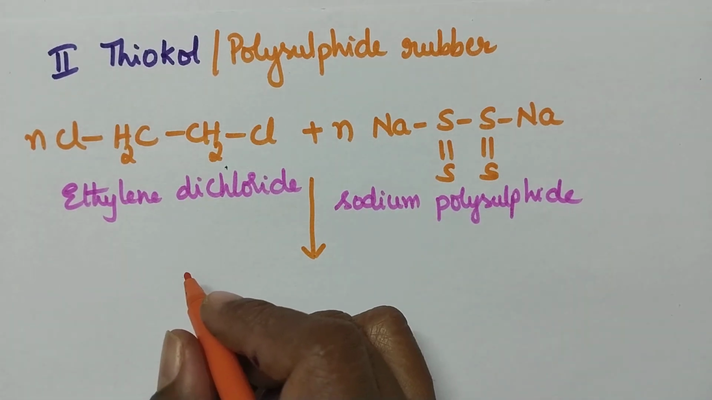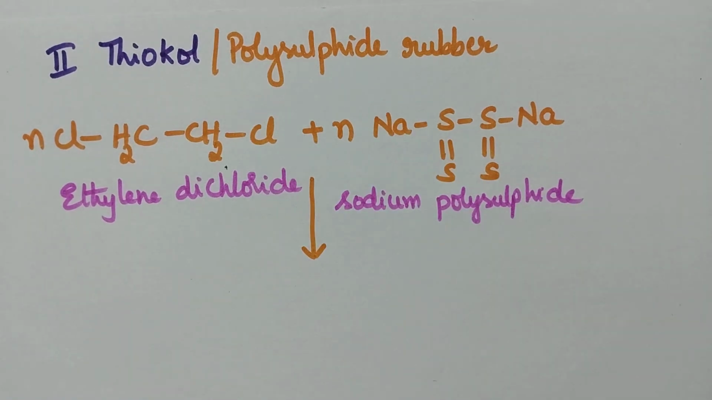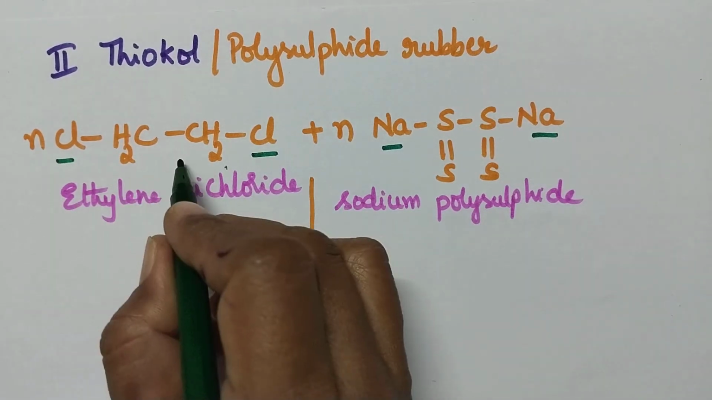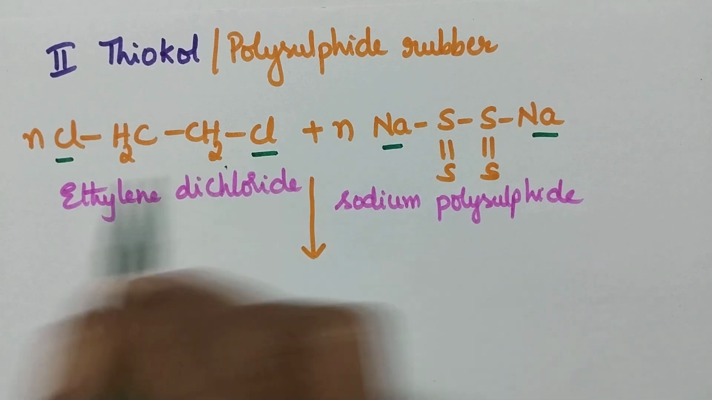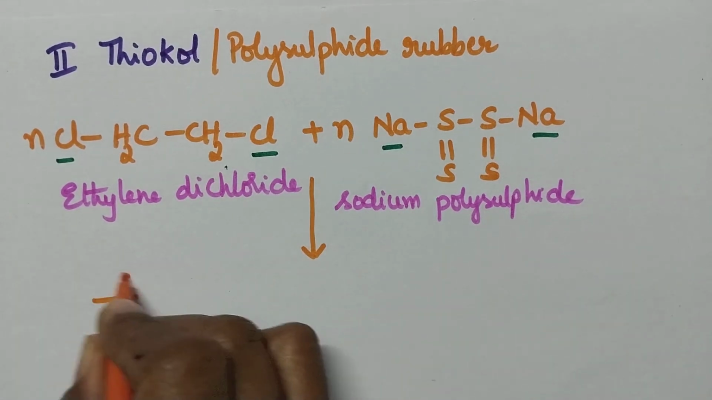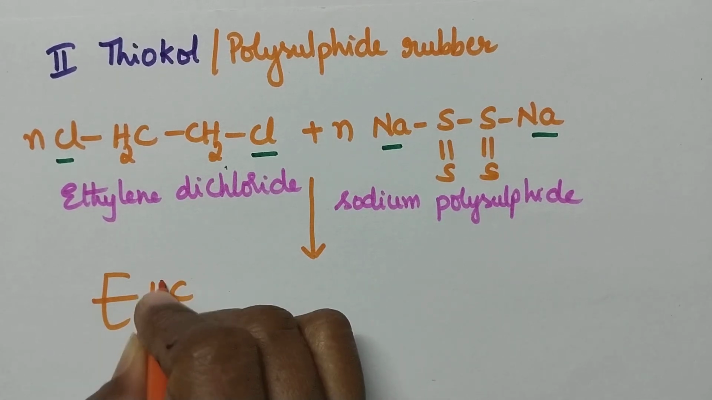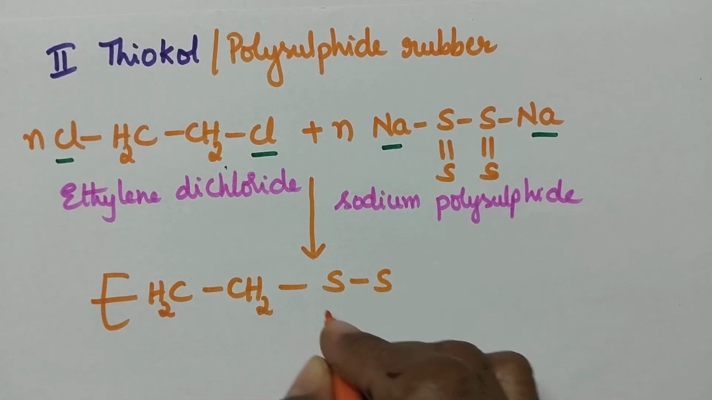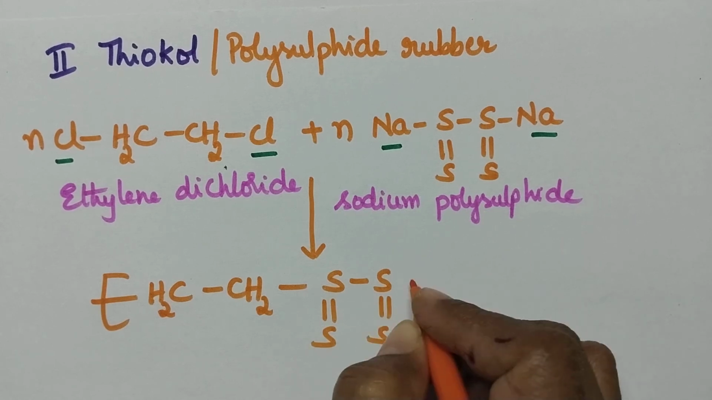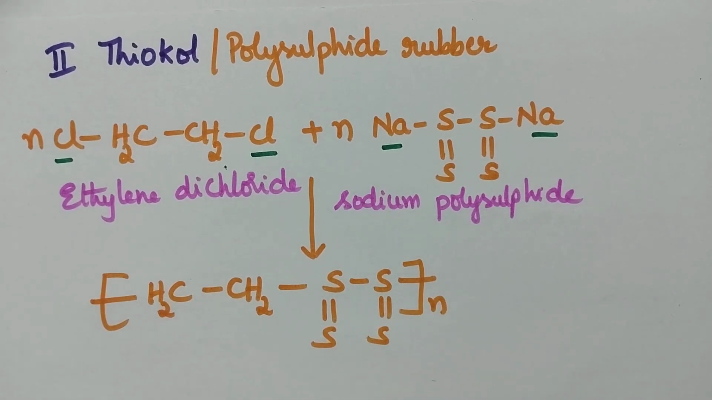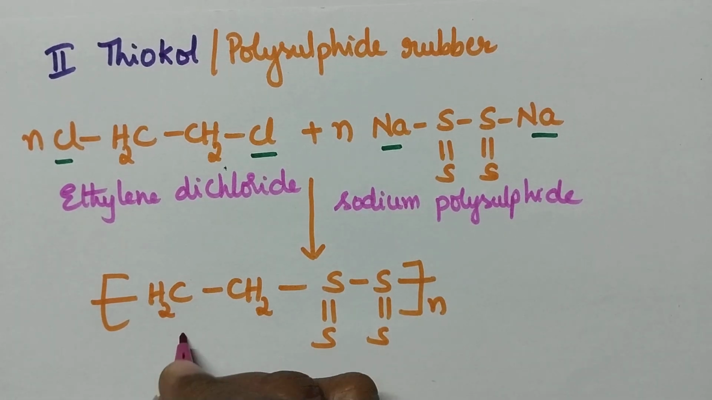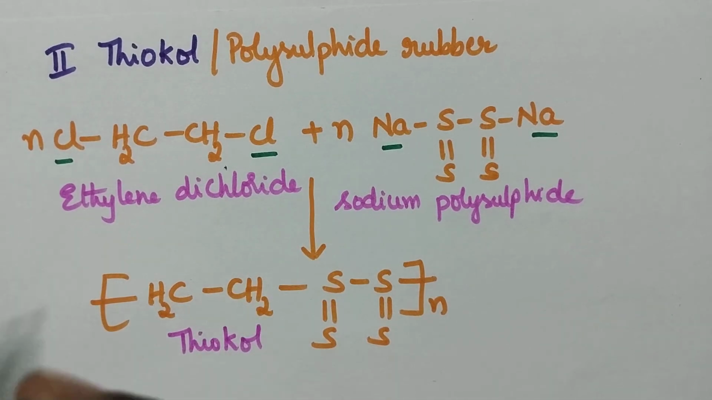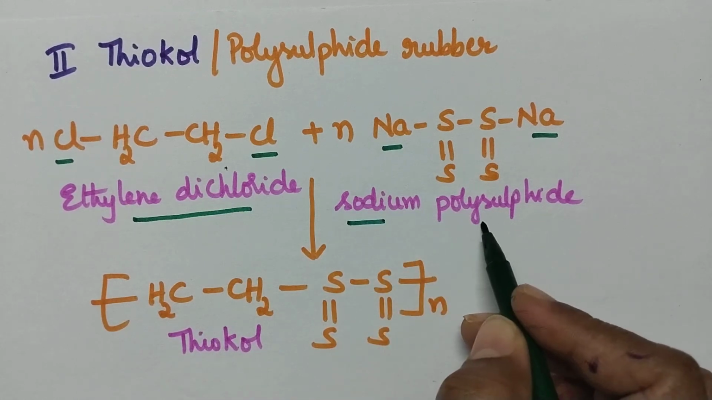During the polymerization reaction, sodium and chloride will be eliminated as sodium chloride, and thus these two monomers will be joined together. Coming to the structure of thiokol, it is CH2-CH2-S-S. This is the structure of thiokol. So simply, thiokol can be prepared by the reaction between ethylene dichloride and sodium polysulfide.